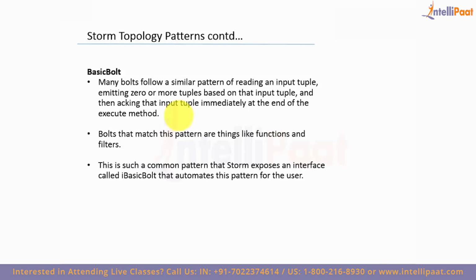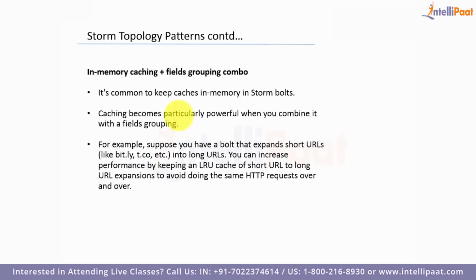This is such a common pattern that Storm exposes an interface called IBasicBolt that automates this pattern for the user. The next implementation that we have is the in-memory caching and fields grouping combo. In this topology pattern, it's pretty common to keep a cache in memory in Storm bolts. Caching becomes particularly powerful when you combine it with a fields grouping.